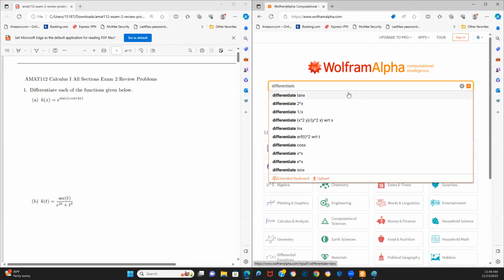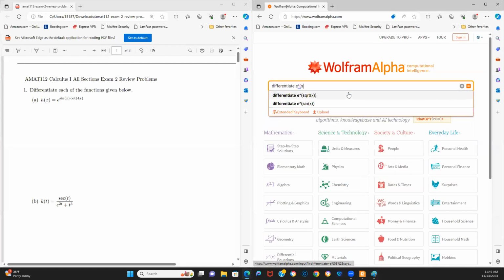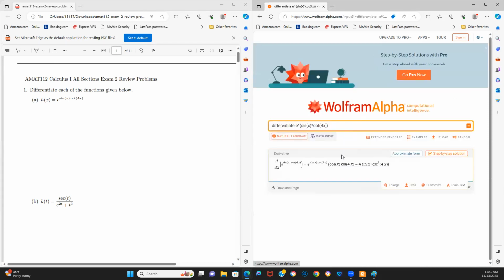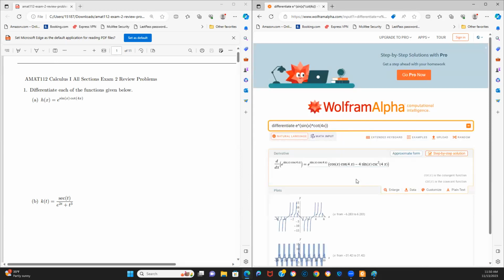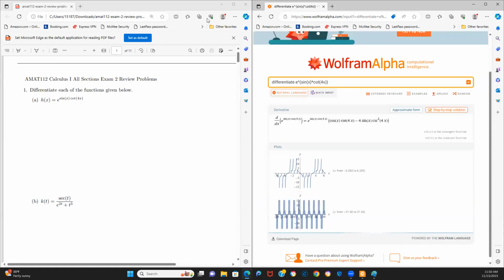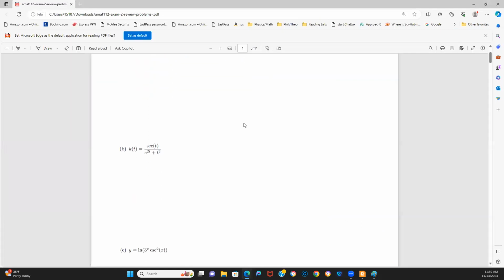So if you say differentiate e raised to the sine of x, I guess you want to put an asterisk for multiplication, times cotangent of 4x. Make sure you have the right number of parentheses, and then you just click enter. There you go, it plots it for you and everything. Yeah, so just go through those on your own and use Wolfram Alpha to check.